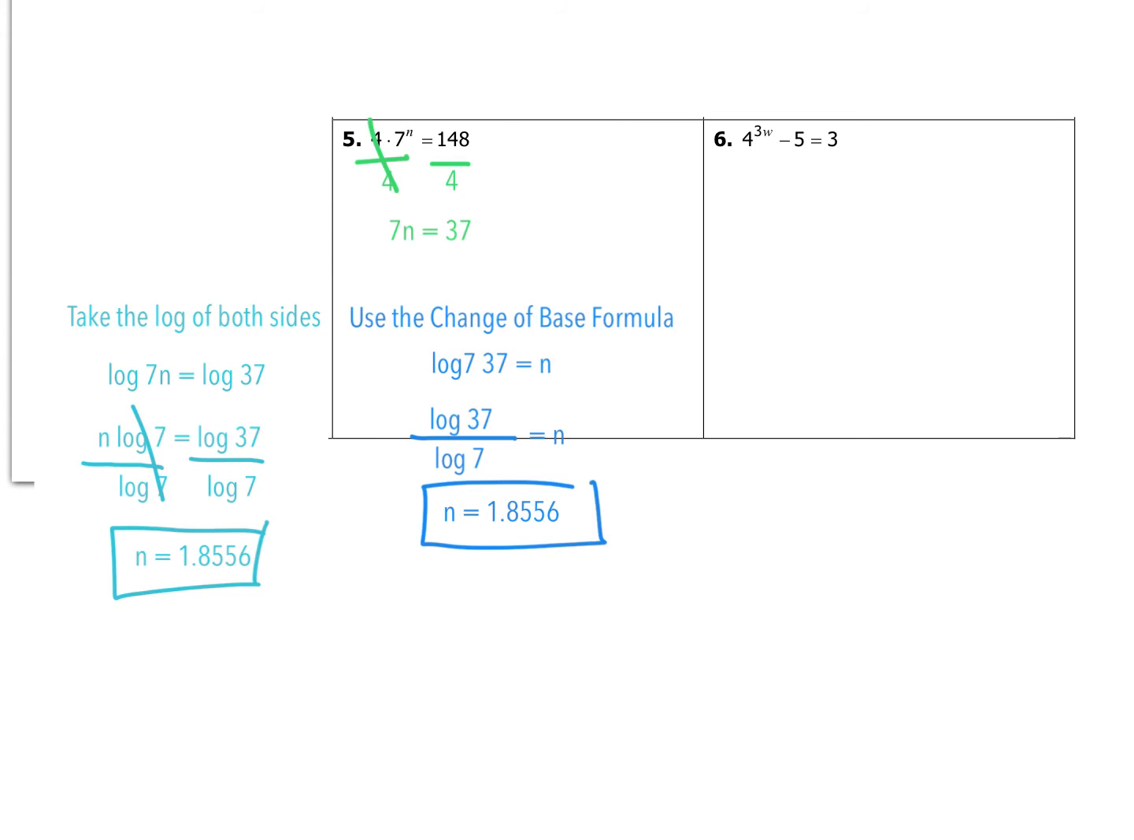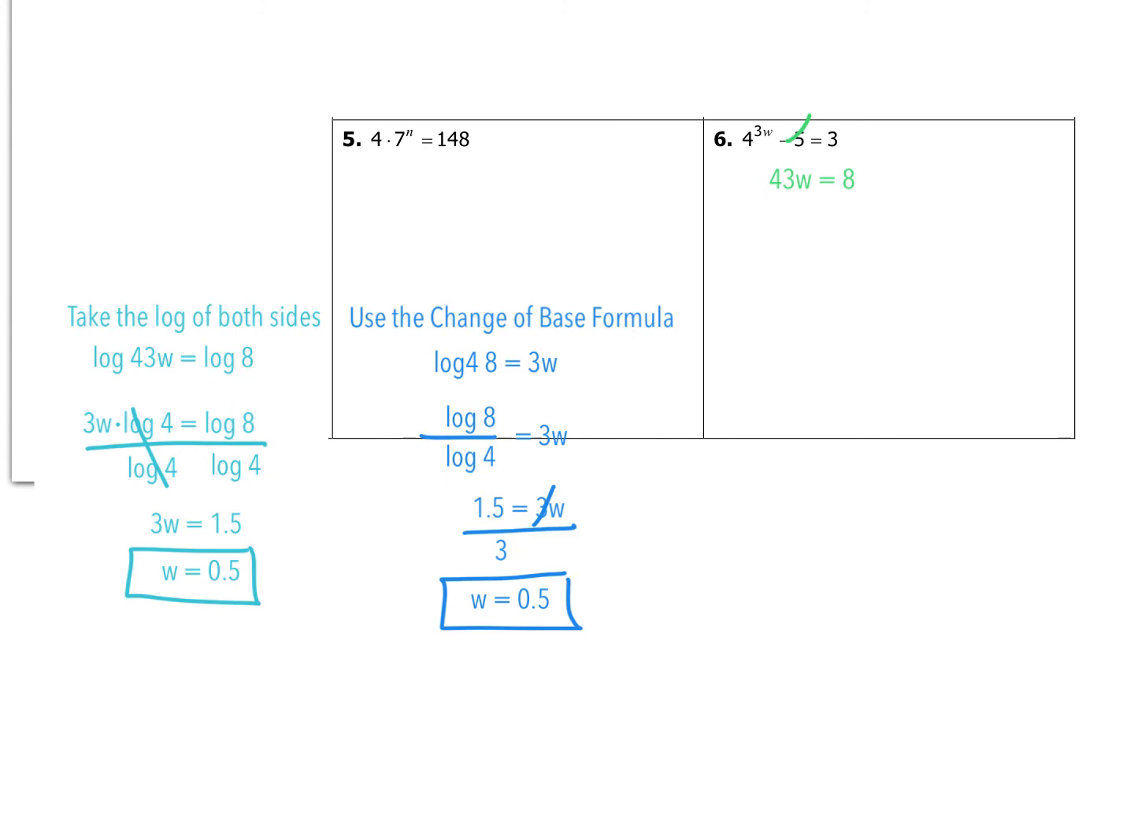And we're going to move on to number 6. So go ahead and pause the video and see if you can isolate the exponential expression and then solve for the variable. Alright, so regardless of which method you chose, you should end up with w equals 0.5 or 1/2. So if you got that, go ahead and fast forward to the reflection part of this lesson.